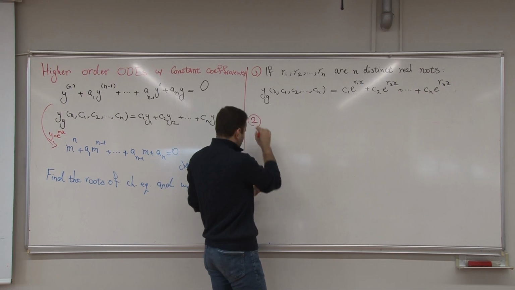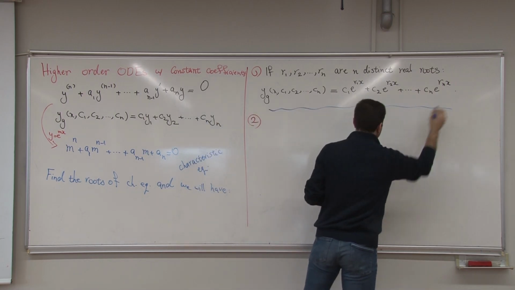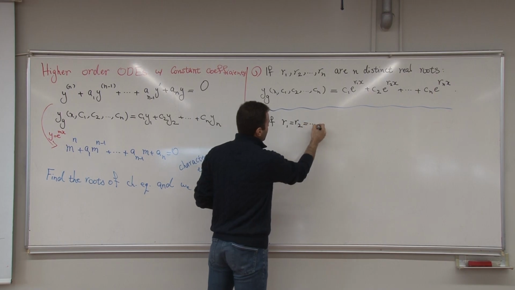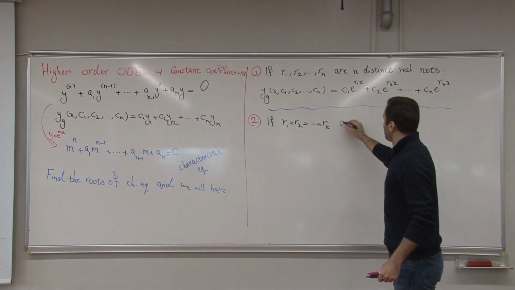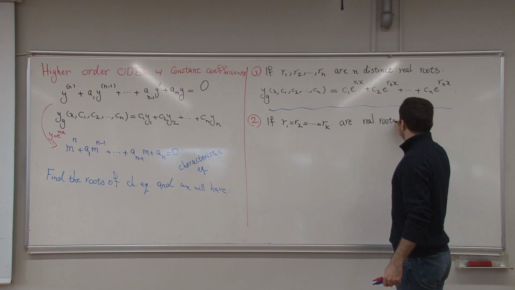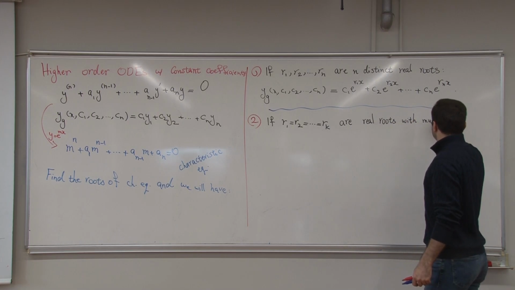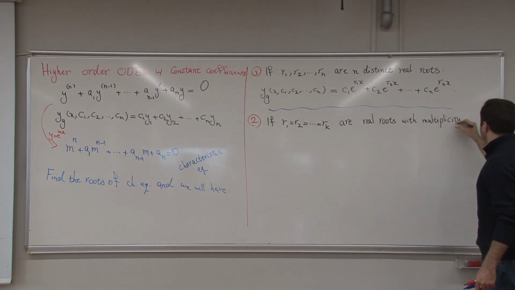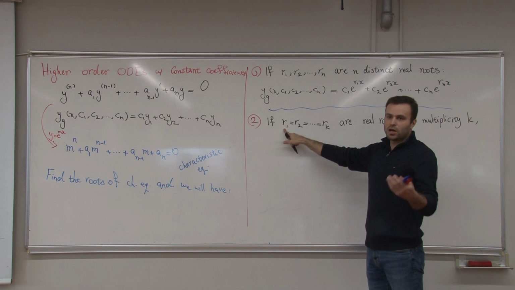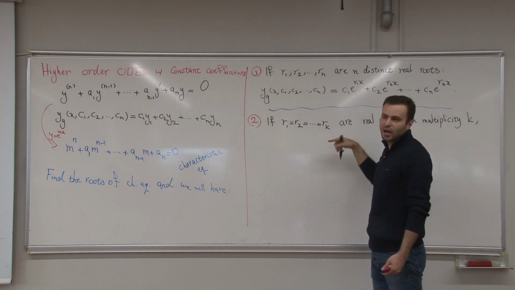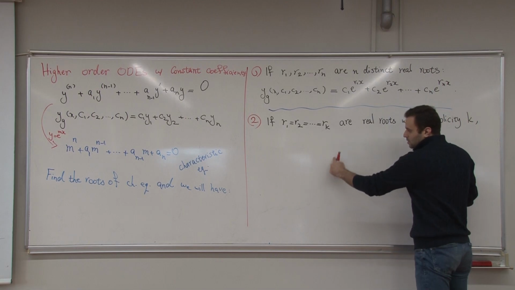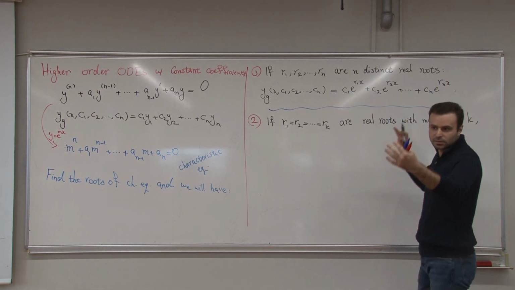The second case that may happen is that we have r1, r2, up to rk that are real roots with multiplicity k, which means that this number r1 is going to be a root k times, or when we are writing the linear factors, it is x minus r1, but to the power of k, the whole thing.